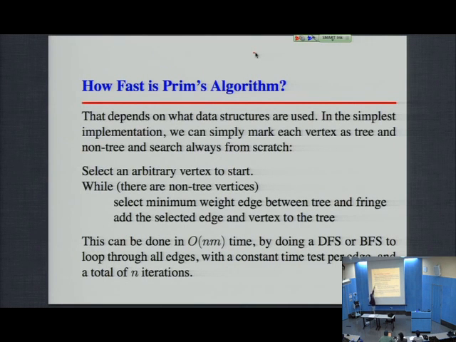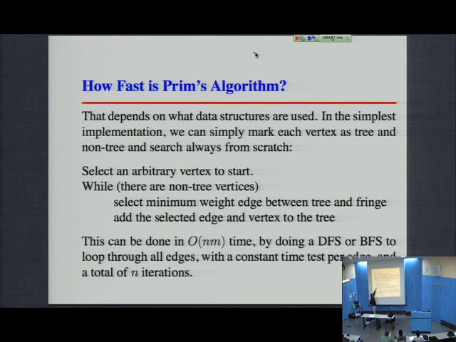Originally, only the start vertex is in the tree and everybody else is not. Then in each iteration, we're going to add another vertex to the tree. That's going to be done by flipping the bit, to say now vertex i is in the tree.